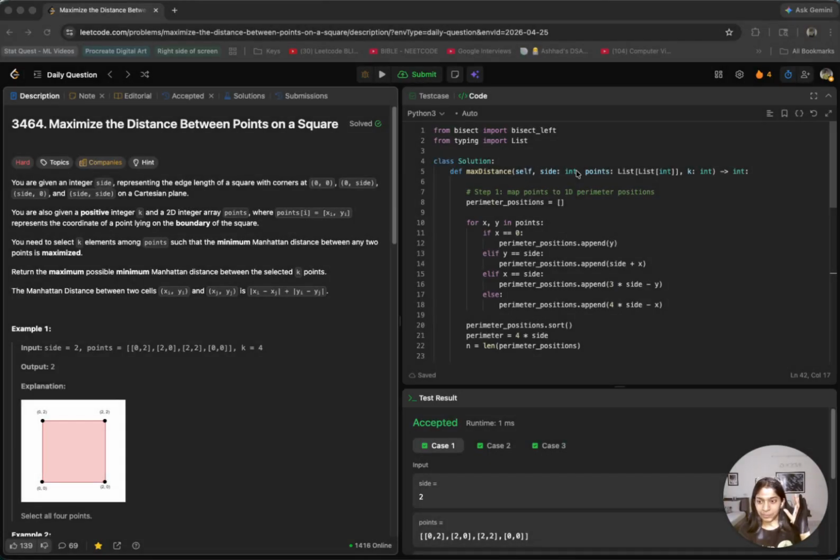Hey everyone. Okay, another day, another Leetcode problem. So today we're going to be solving 3464, that's maximize the distance between points on a square.